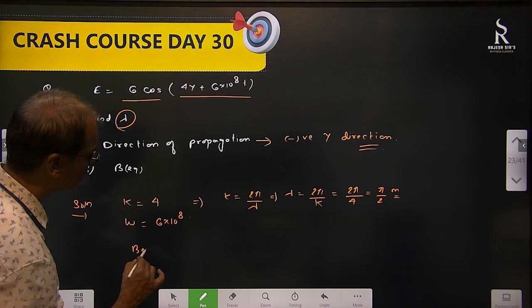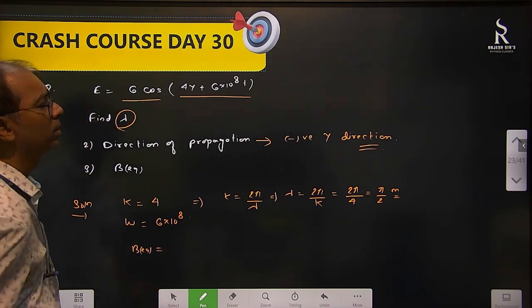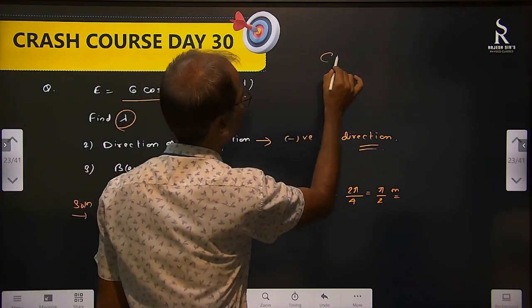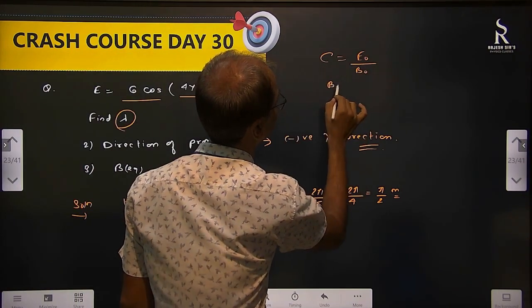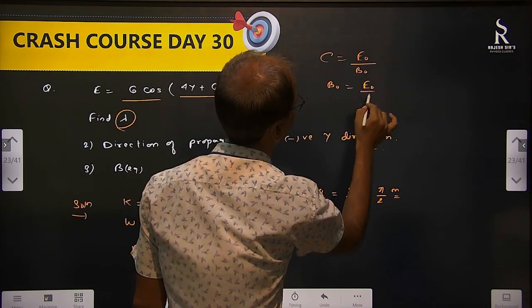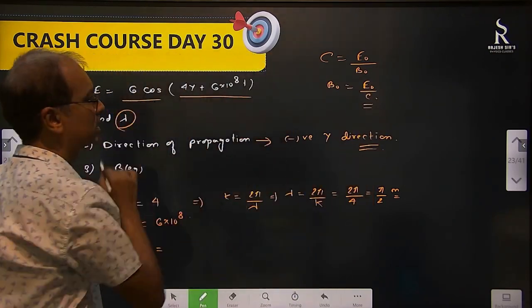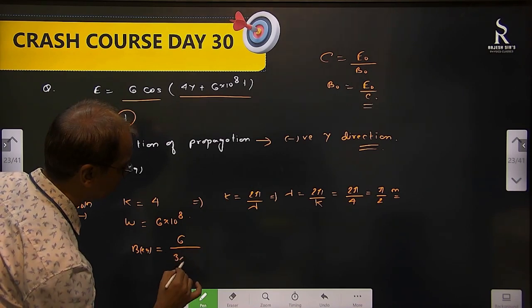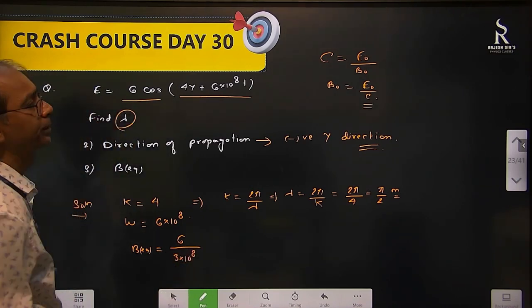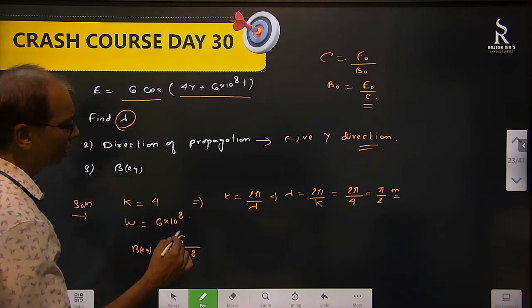So B equivalent is what? We know that C equal to E naught by B naught. So B naught equal to what? E naught by C. E naught is given as 6. So 6 by 3 into 10 to the power 8. Okay, then remaining C.